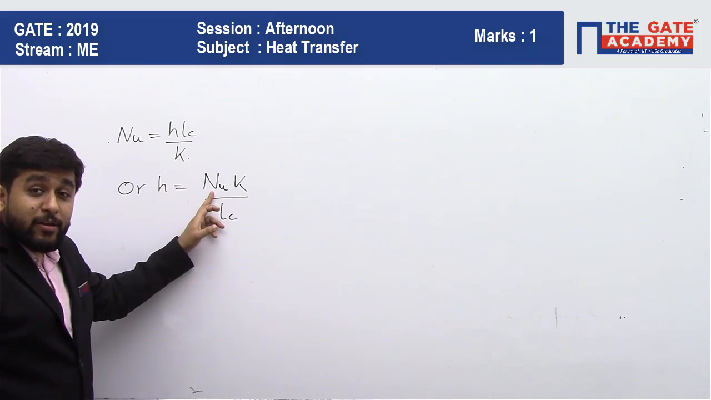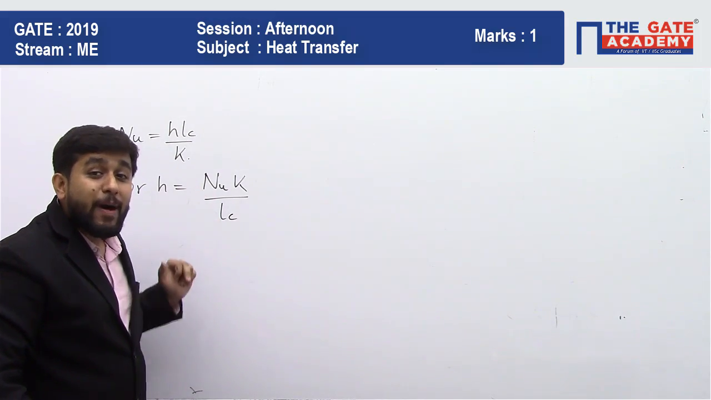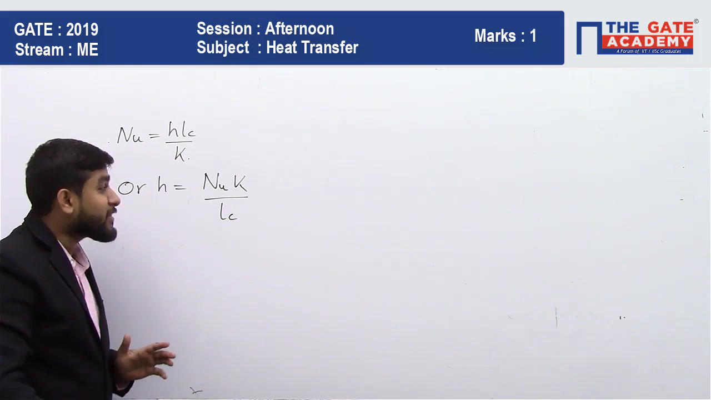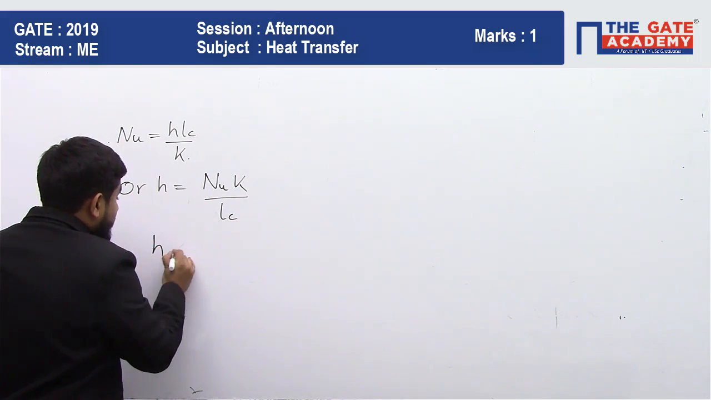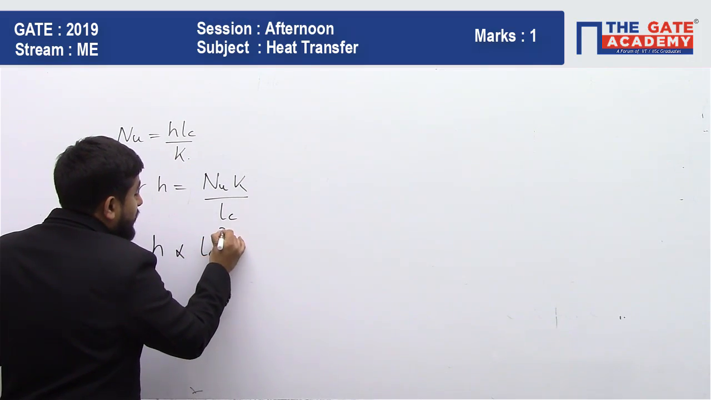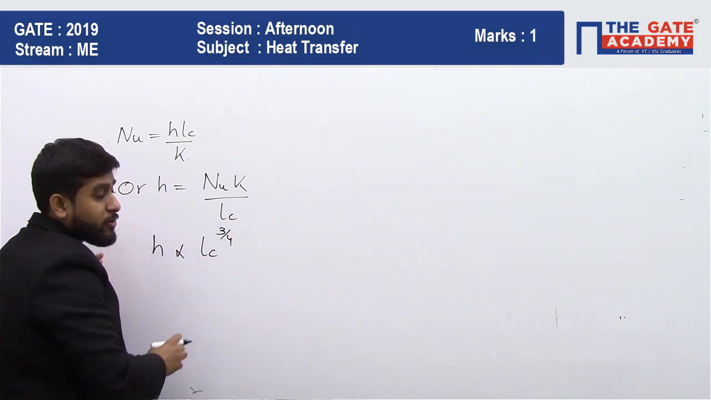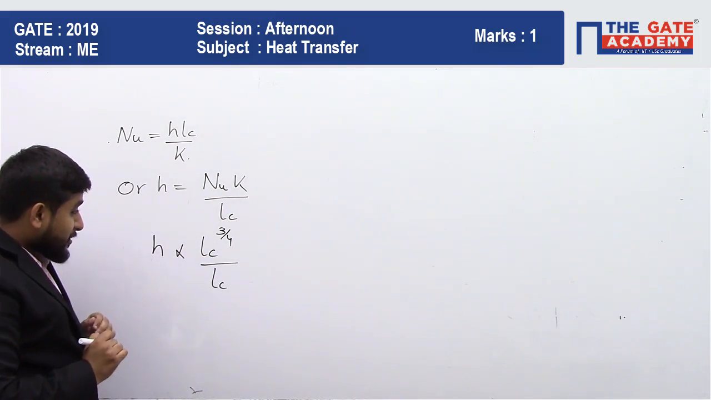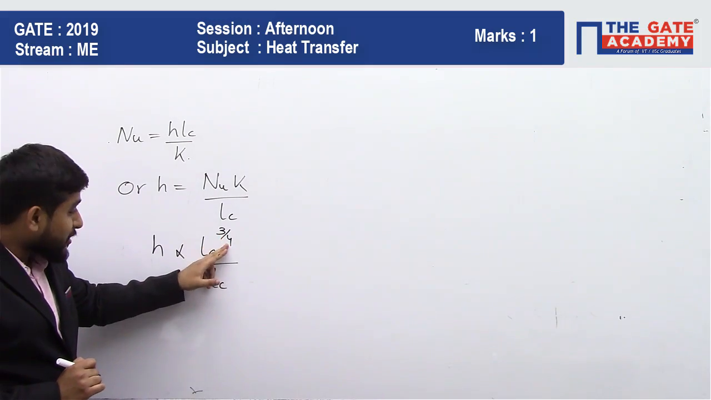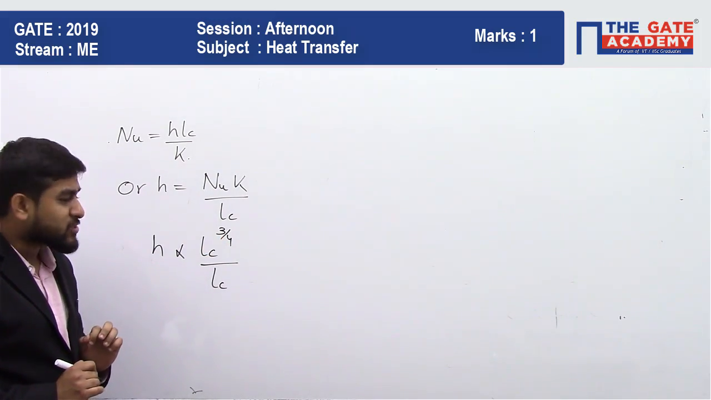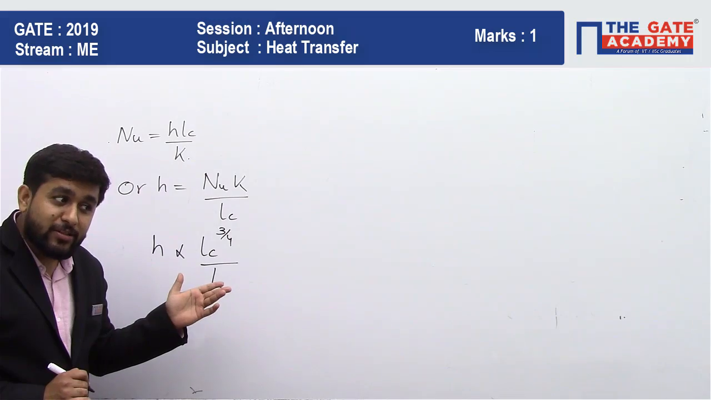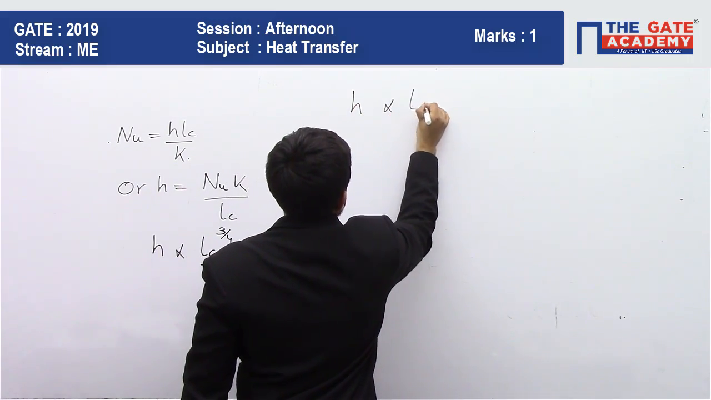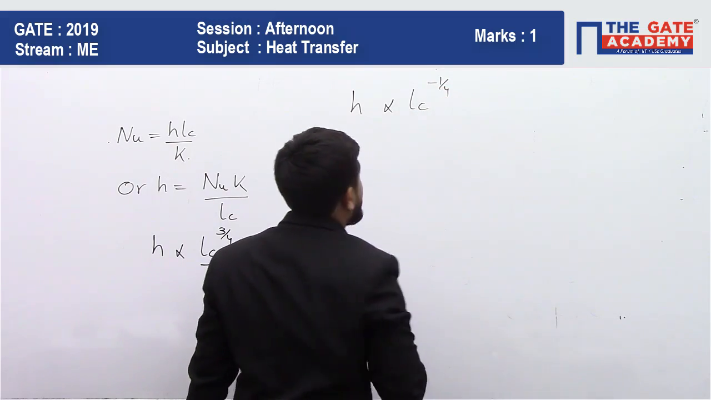Now Nusselt's number is dependent on 1 by 4th power of Rayleigh's number, where Rayleigh's number is dependent on cube of characteristic length. So you can also write H is directly proportional to characteristic length raised to power 3 by 4, representing the Nusselt's number, divided by characteristic length. So that is characteristic length raised to power 3 by 4 minus 1. How much is that? That is characteristic length raised to power minus 1 by 4. So your H is directly proportional to L_C raised to power minus 1 by 4.